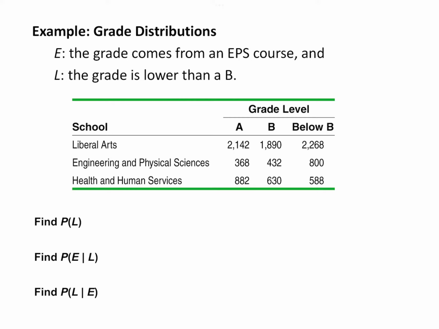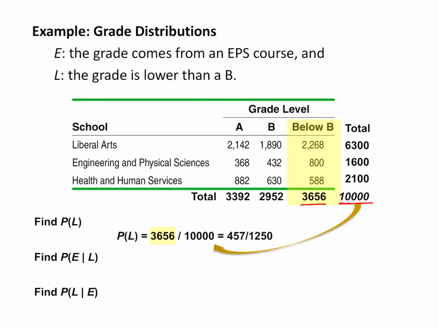If we look at this, one thing you'll notice is there's no totals in our table right here, so you're going to have to total them up. If you total them up, I'm going to be honest, I don't remember if I have them in your notes or not. If not, write in your totals so that you know. So then if we want the probability of L, which is a grade lower than a B, you can see right here that it's 3,656 out of our 10,000. So 3,656 out of 10,000. Remember, reduce it to your lowest fraction, or you can make it a decimal. I did not make these decimals.